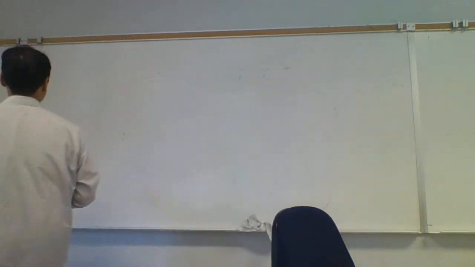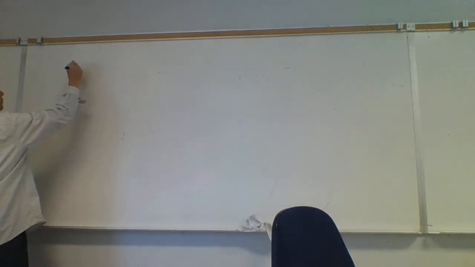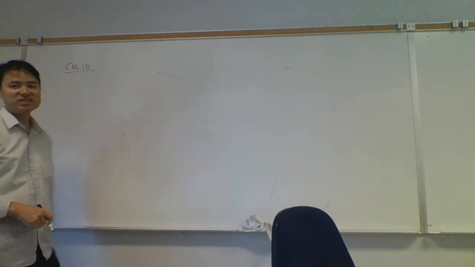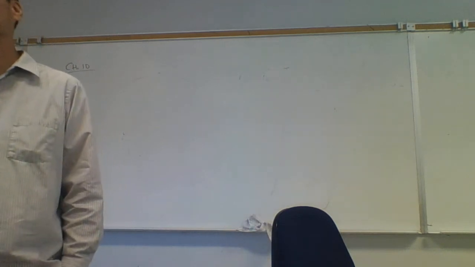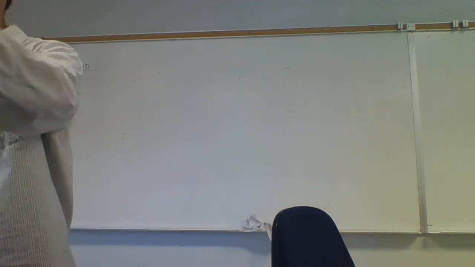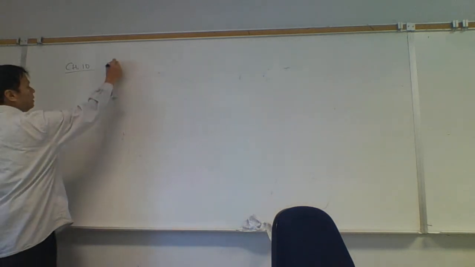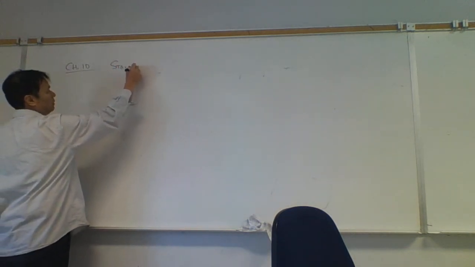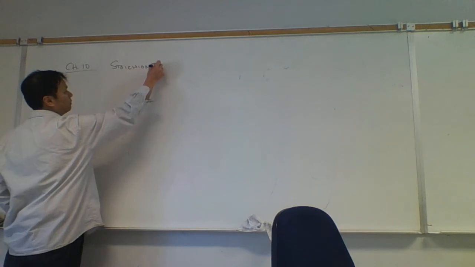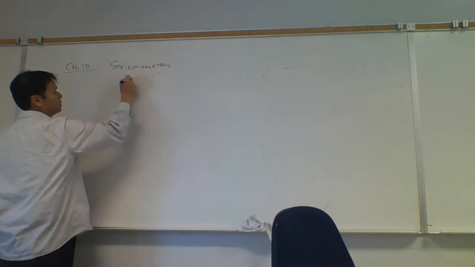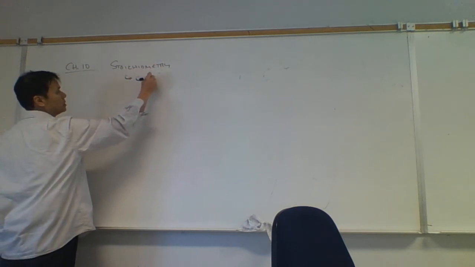Let's get started with chapter 10 then. Like I said, I'm going to skip the PowerPoints for this chapter because it's going to take too much time. I'll do a brief rundown of chapter 10. The title of chapter 10 is stoichiometry. Stoichiometry means quantity relationships.